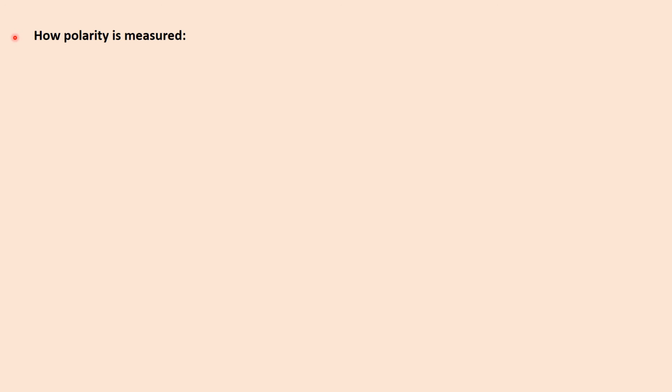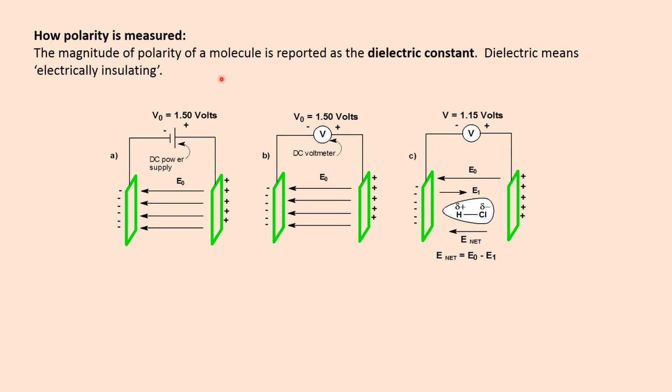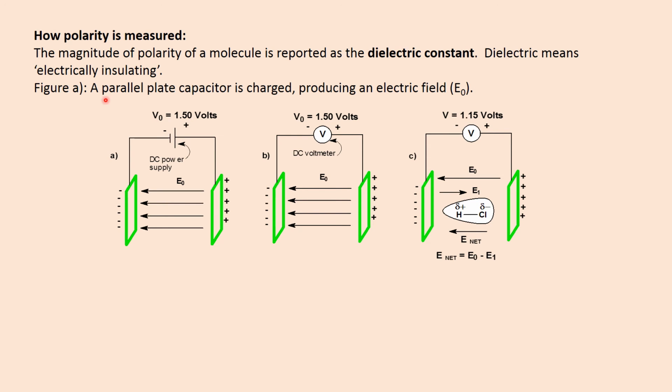So I want to look at how polarity is actually measured. The magnitude of polarity of a molecule is reported as the dielectric constant. And dielectric just means electrically insulating. Take a look at the illustration below. In figure A, we have a parallel plate capacitor with a vacuum or nothing between the plates. We're applying an EMF of 1.5 volts. And that sets up an electric field. We'll call it E sub 0.